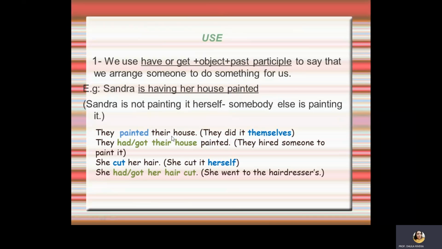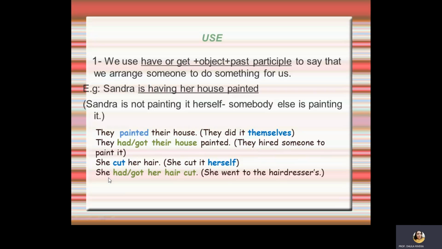Here you have some other examples checking these two forms. They painted their house. They did it by themselves. Or with this structure, they had their house painted or they got their house painted. They hired someone to paint it.